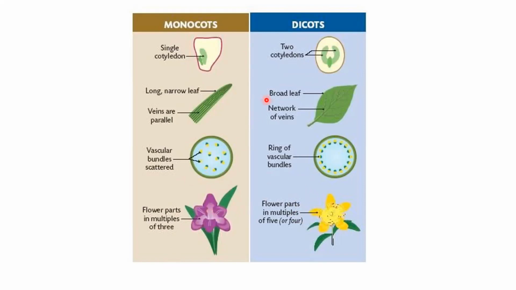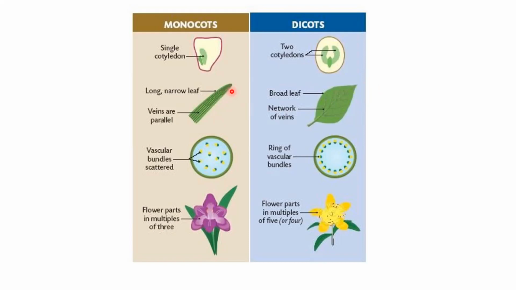Another thing is their leaves. You must remember, dicots have those beautiful long wide leaves, a network of veins that you can see branching out, whereas monocots are the grass or the shrubbery that has long narrow leaves and parallel veins, no branching network of veins.